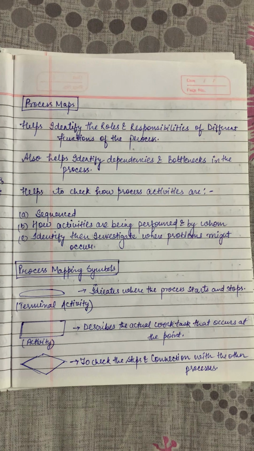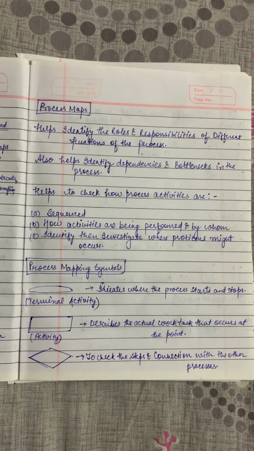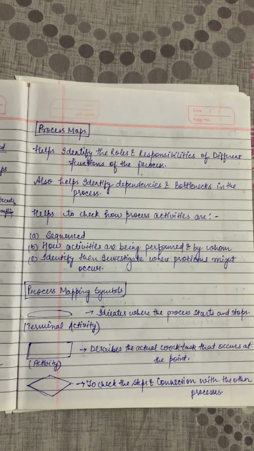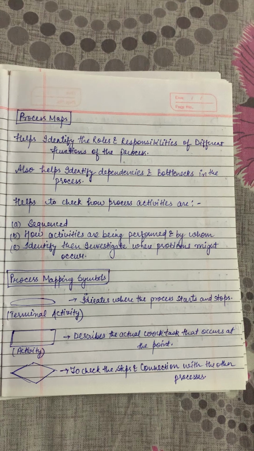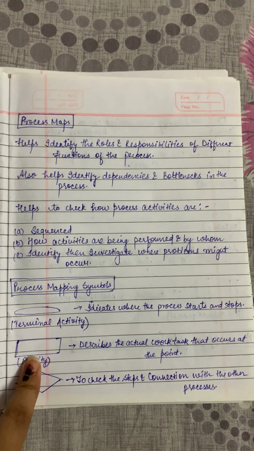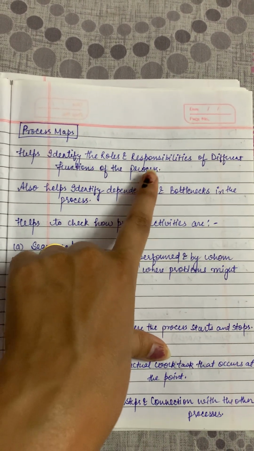As we are already discussing the MEC approach, we have already started the measure phase, wherein we have to check the first instance of creating process maps. Here we'll be discussing what process maps are, which help identify the roles and responsibilities of different functions of the process.